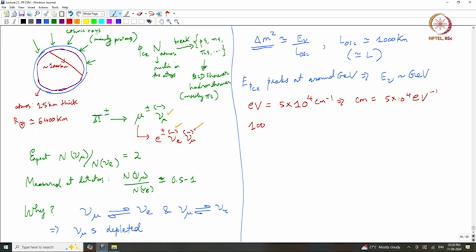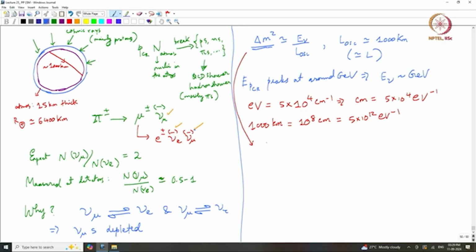And what's 1,000 kilometers? How many centimeters is that? 1 kilometer is 10 power 5 centimeters, so this is 10 power 8 centimeters. So that is basically 5 times 10 power 12 inverse electron volt. If this is the correct baseline, then we can check whether the delta m square we are getting from this estimate is indeed the correct one. So that's what I'm going to do.